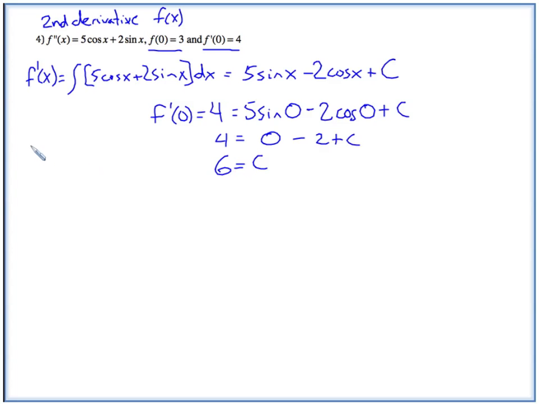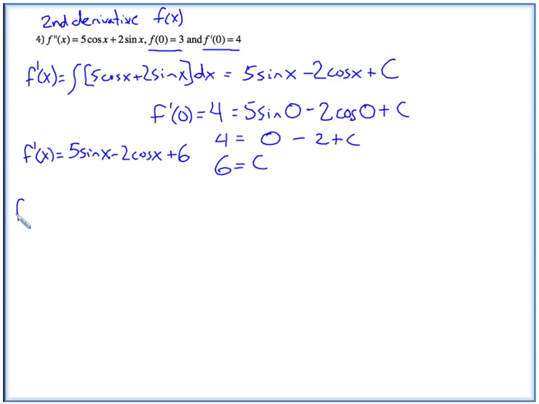And so my f prime of x is going to equal 5 sine of x minus 2 cosine x plus 6. I just took that equation and plugged my 6 in for c. Now we're still left with the derivative. We want to find that original function.